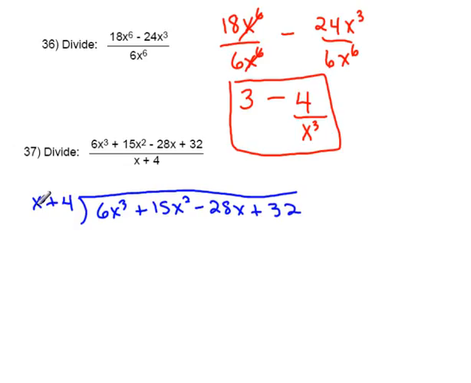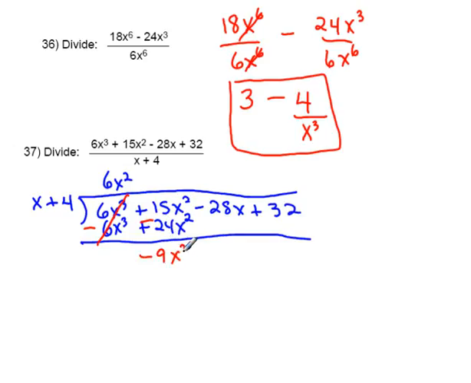Okay, so x times what gives you 6x cubed? Well, that would be 6x squared. So remember to distribute the 6x squared times the whole divisor. So 6x squared times x is 6x cubed. 6x squared times 4 is 24x squared. And remember we want to subtract. So subtracting means changing the signs. First term always cancels. Bring down the rest of the problem. So 15 minus 24 is negative 9x squared minus 28x plus 32.